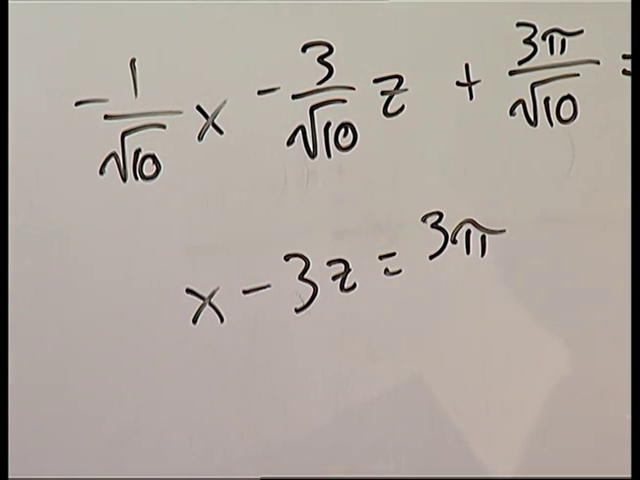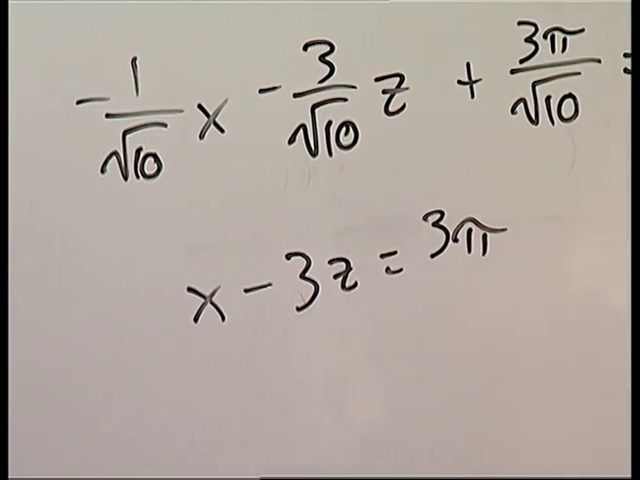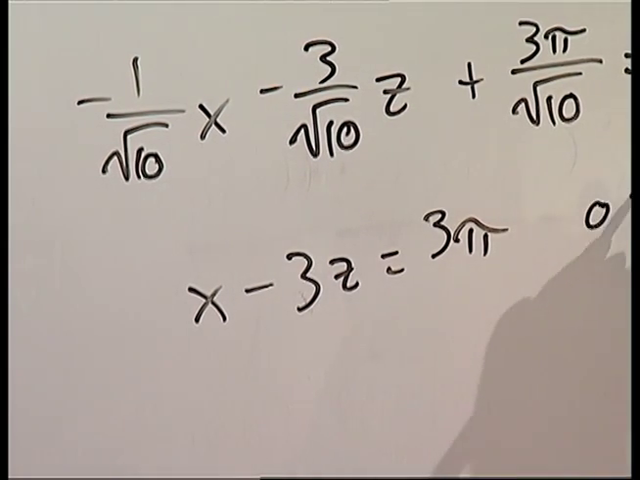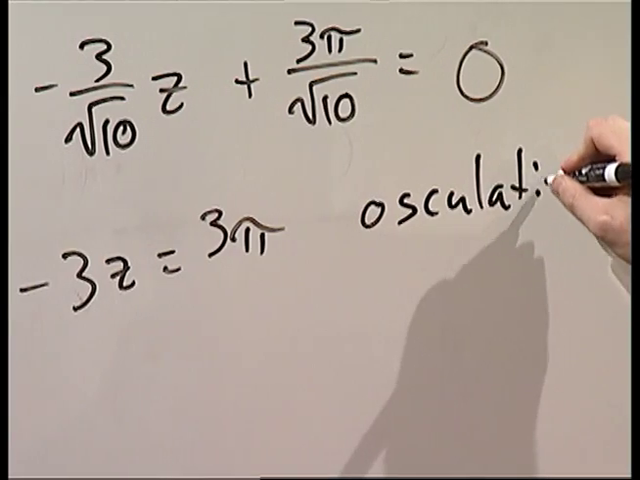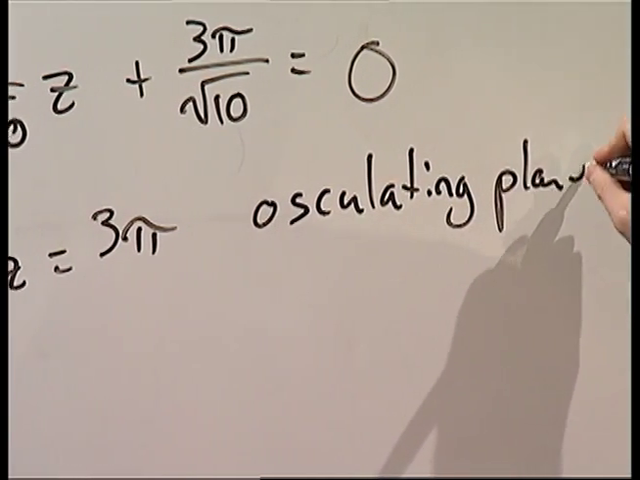And is that what I have here? Yes, it is what I have here. Okay, good. That looks good. So there is your osculating plane.